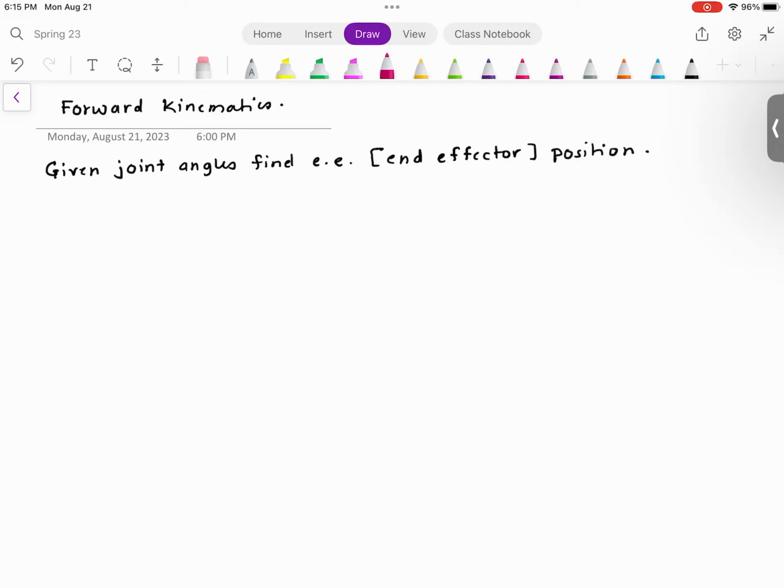Now I give you a very simple example. Imagine that you have a robot which is something like this. There are two joints. This is joint 1. This is joint 2. So forward kinematics means, given these angles theta 1 and theta 2, what is the x, y, and z position of this end effector?